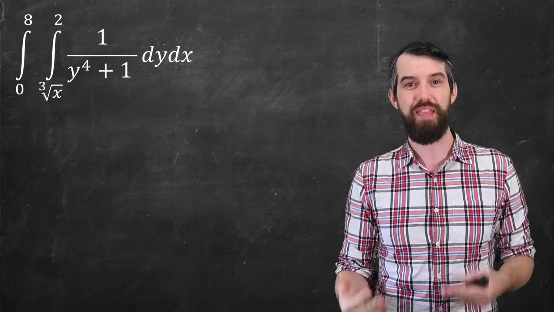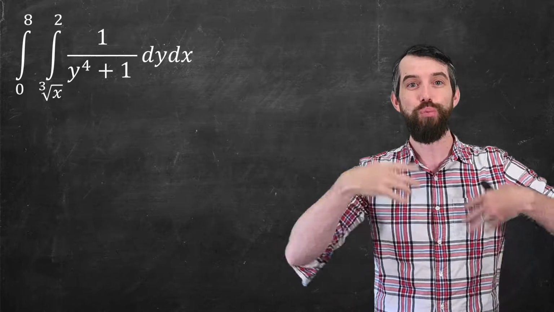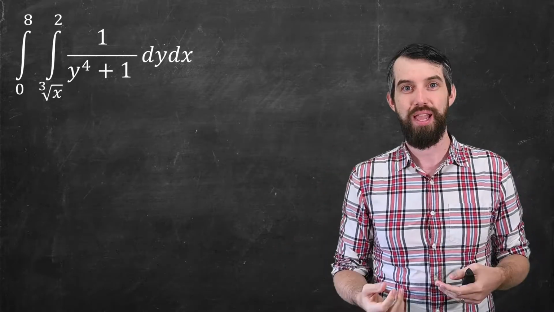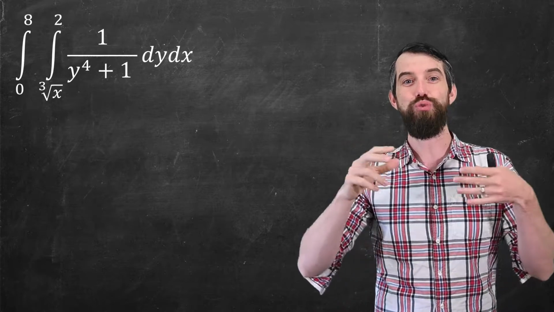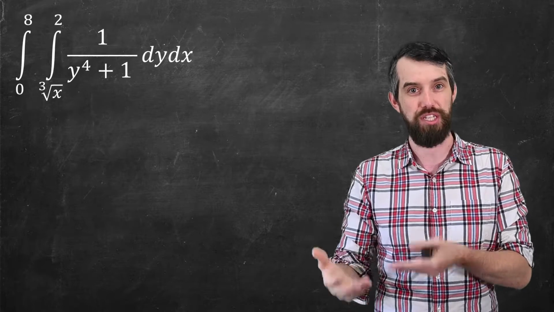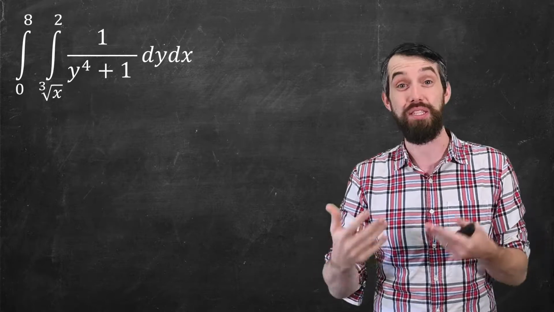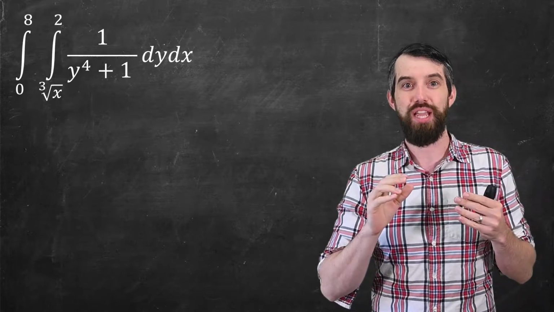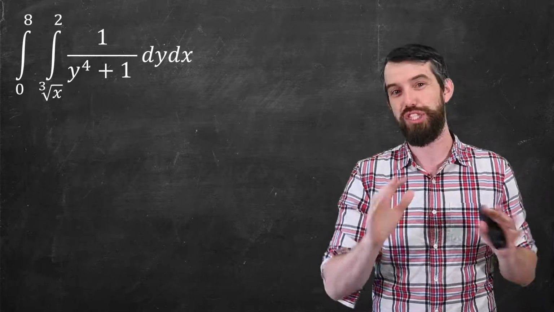So my process is going to be this. First, I'm going to try to interpret what the region that is implied by these limits of integration is. And then secondly, I'm going to rewrite that integral with the order reversed by looking at the region that we just determined. And hopefully that will be easier for us to integrate. So looking at these limits of integration, the most interesting part is the cube root of x. Everything else is just a constant.